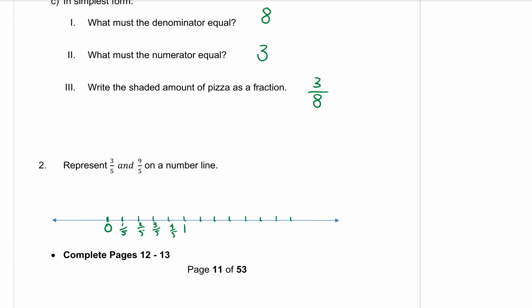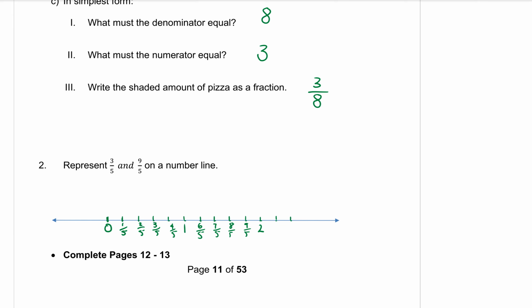Then after 5/5, I need to go back to my fifths again. 6/5. Yes, I'm going improper. 7/5. 8/5. 9/5. And instead of 10 fifths would be 2. Okay, so that gave me all the way from 0 to 2 with all my little fifths in between.